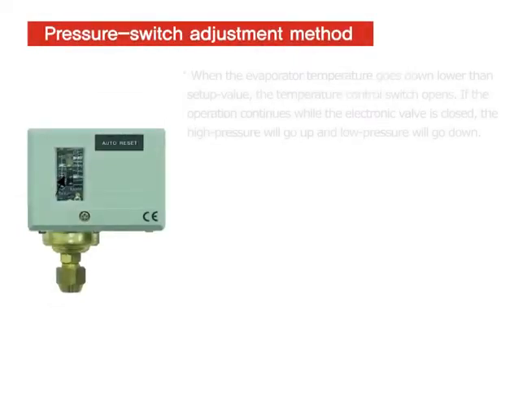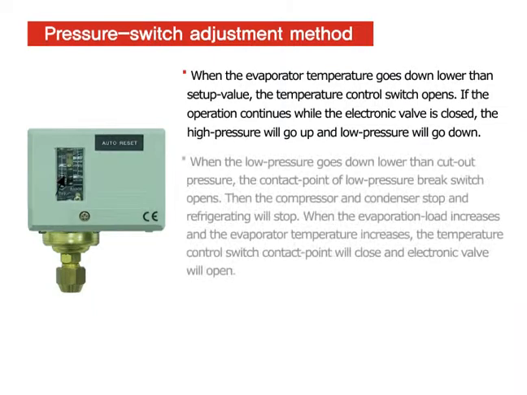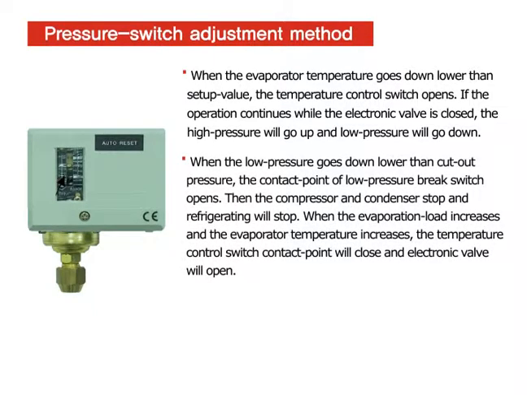Now I will explain about the pressure switch adjustment method. When the evaporator temperature goes down lower than the setup value, the temperature control switch opens. If the operation continues while the electronic valve is closed, the high pressure will go up and low pressure will go down. When the low pressure goes down lower than the cutout pressure, the contact point of the low-pressure brake switch opens. Then the compressor and condenser stop and refrigerating will stop.